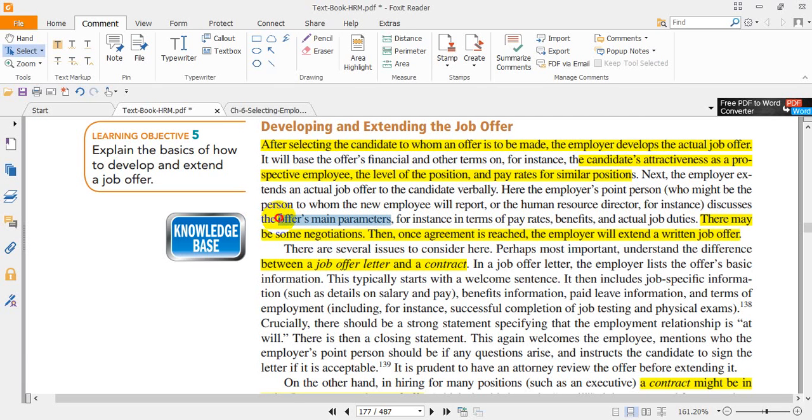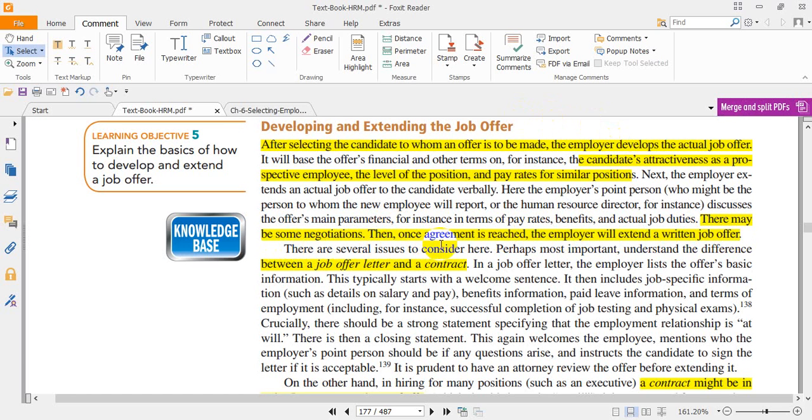In this process, there may be some negotiation between the employer and the applicant. Then, once the agreement is reached, the employer will extend a written job offer. Okay, those are the steps.